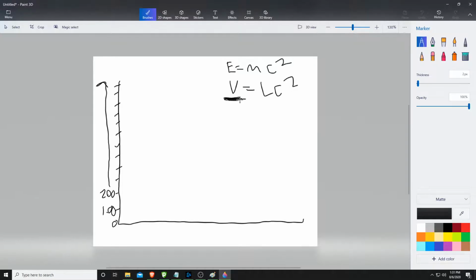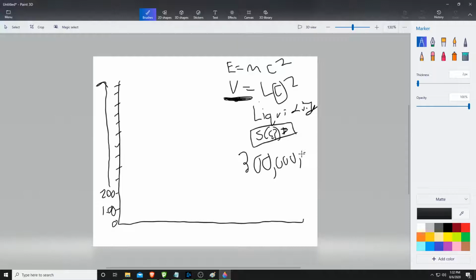So our value is equal to the liquidity, the dollar bills. It is equal to the value, the liquidity, the number of dollar bills it's worth, multiplied by the constant speed of light, otherwise known as 300 million meters per second.